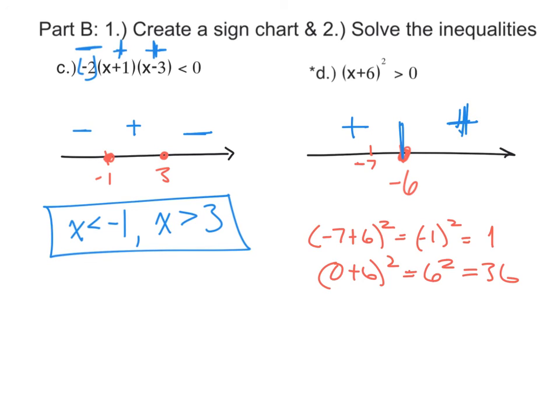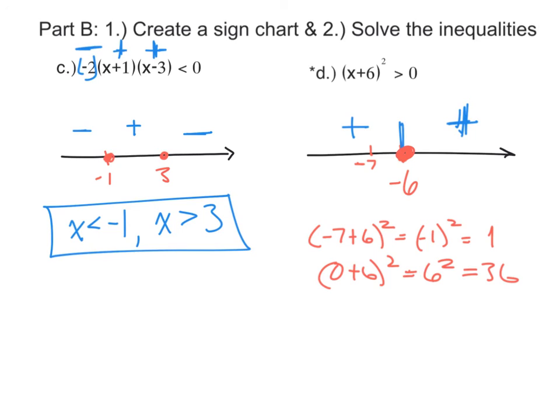So, go back to the problem. It asks, when is this product greater than 0? When is it positive? All right. It looks like it's everywhere, but remember, it's not. There is this one time, right here, when x is negative 6, that it's not positive. It's not negative either. It's actually equal to 0.